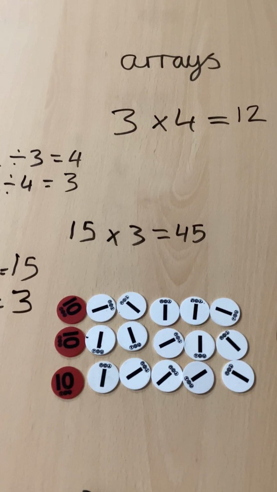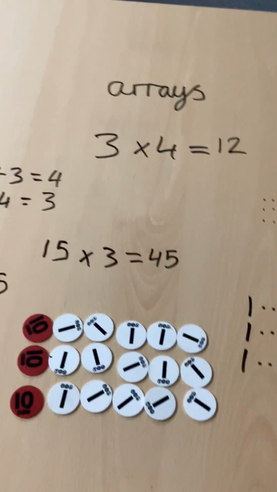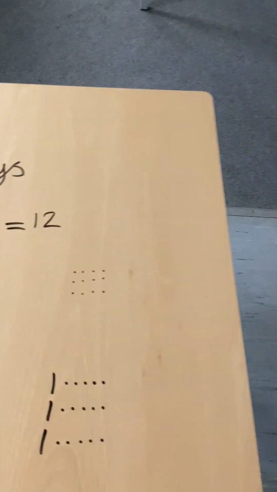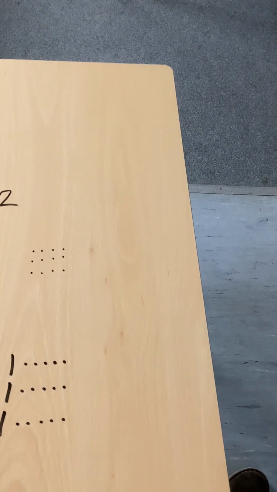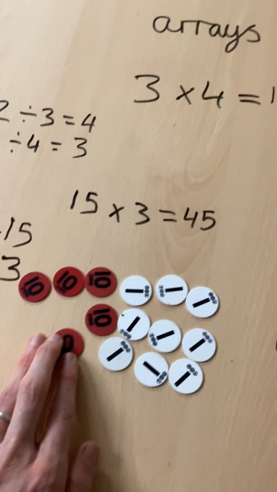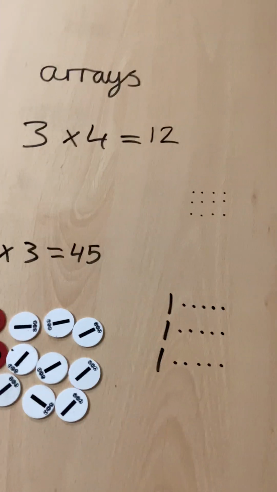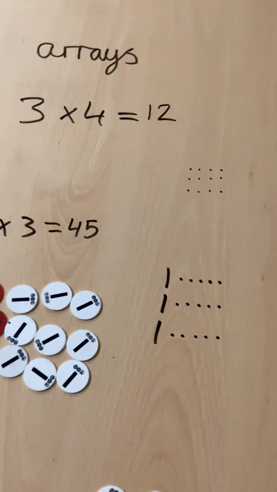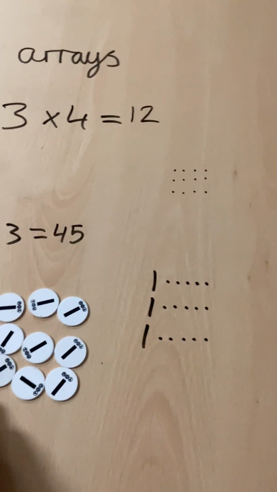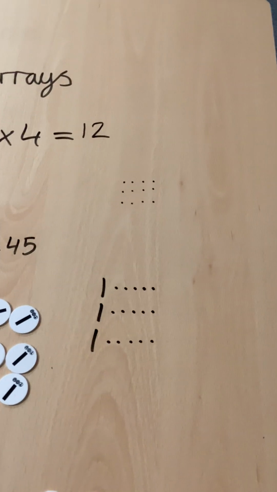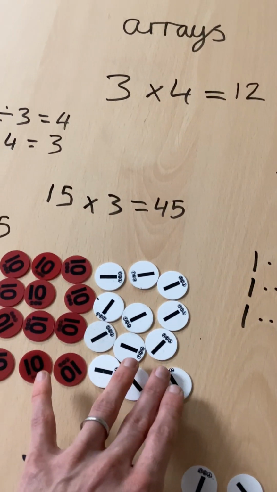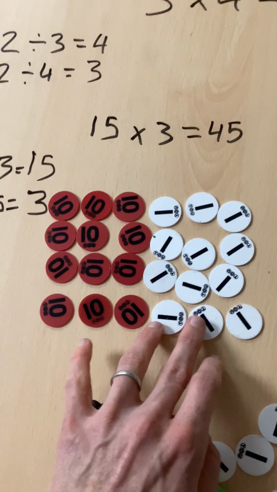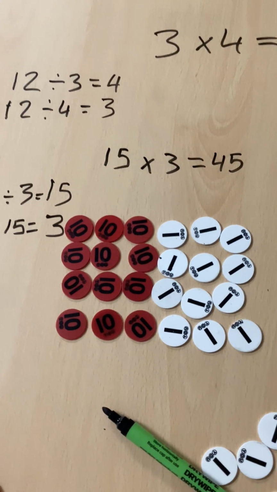This is the same no matter how big the number gets, and you just have to be more careful. So for example, if it suddenly became 33 times 4, as long as we are keeping our counters in the right place, in the right order, in an organised fashion, we will be able to do it.